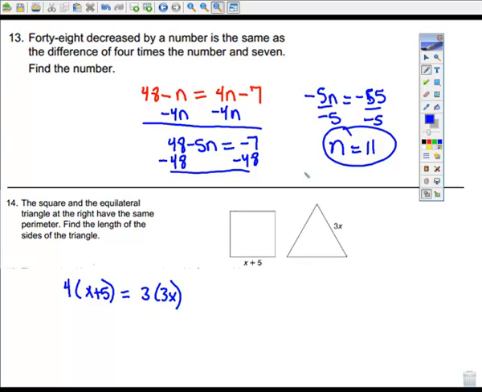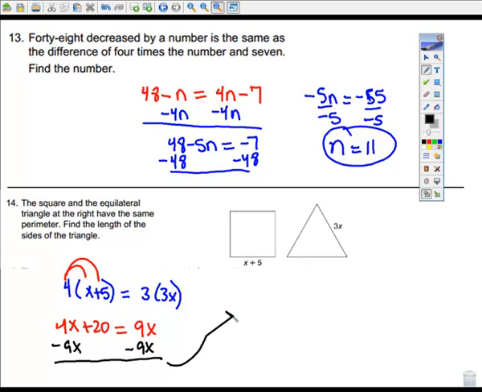So now I have to go ahead and simplify each side first. So here I'll distribute. Remember, this means I have 4 copies of x plus 5, so I have 4 x's, and 4 5s are 20. And 3 times 3x is 9x. I'm still going to do the same thing that I've done before, because I want you to see that you don't have to get all freaked out if you end up with a 0. So I'll subtract 9x. 4x minus 9x is negative 5x plus 20 equals 0.